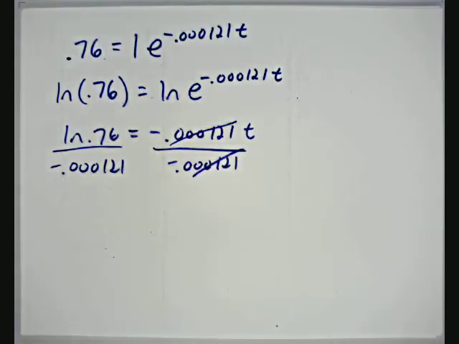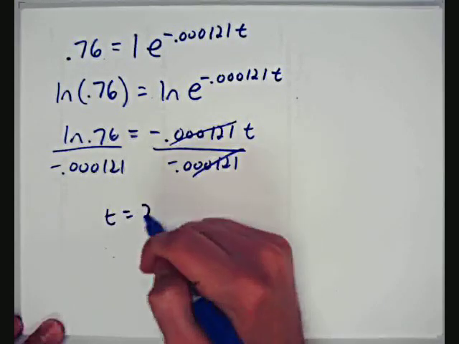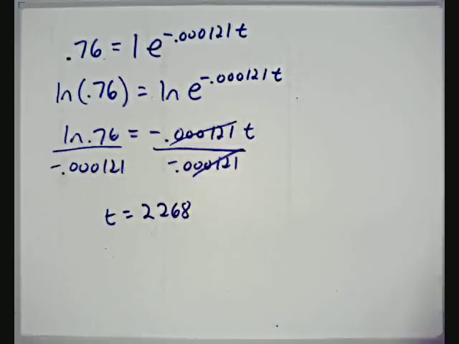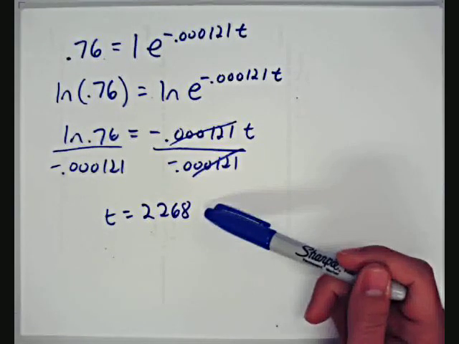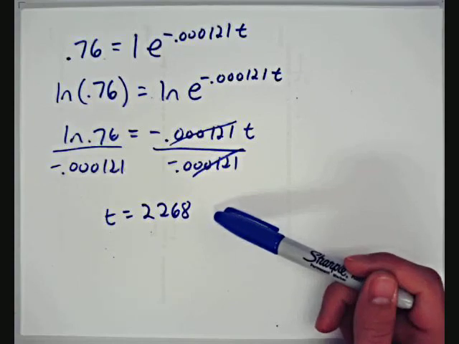So to get our t, we enter the natural log of 0.76 divided by negative 0.000121 on our calculator, and that gives us approximately 2,268. So in 1947, the Dead Sea Scrolls were approximately 2,268 years old. To get the approximate age in this year, we would want to add on the difference between our current year and 1947. But to answer our question, in 1947 they were 2,268 years old, and now, of course, they are older than that.